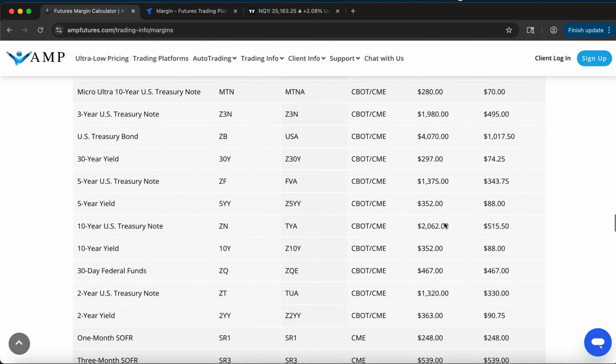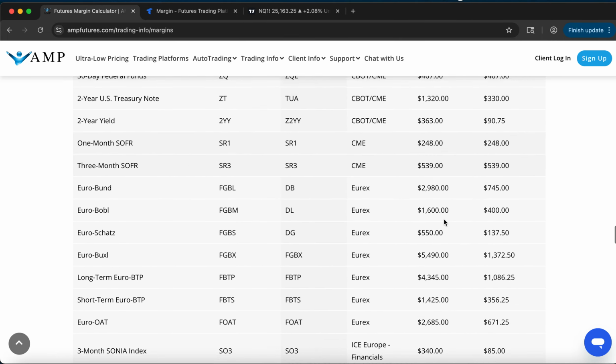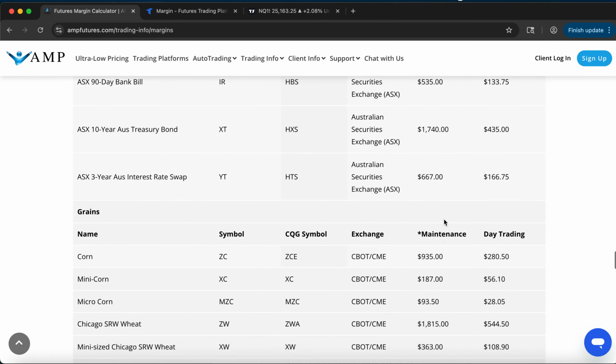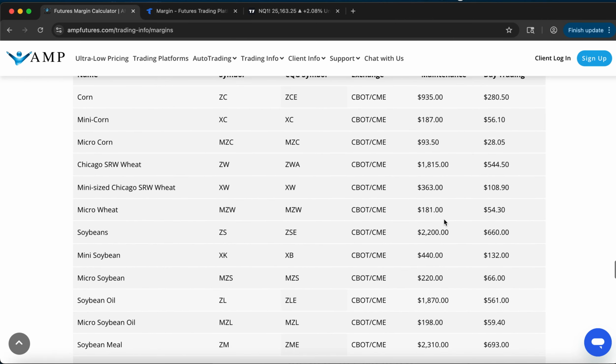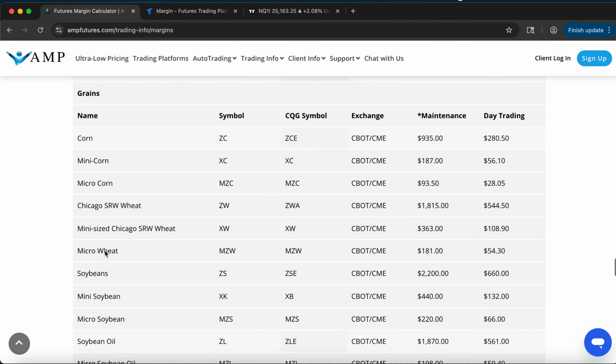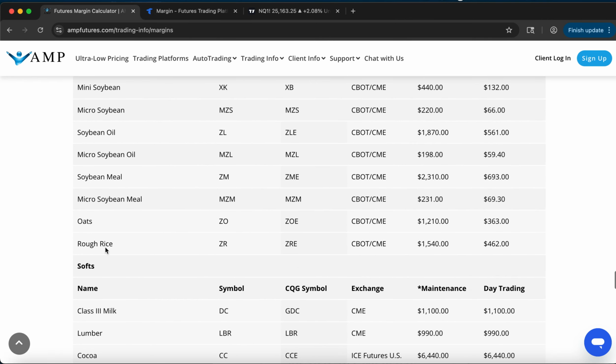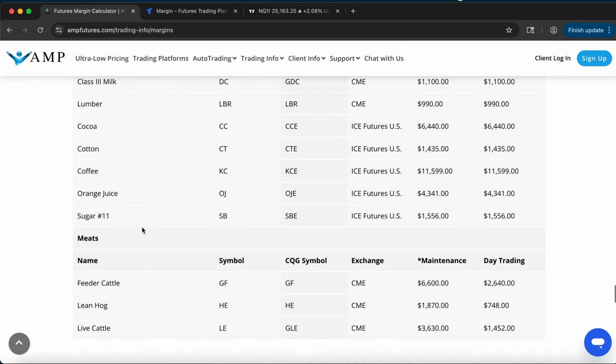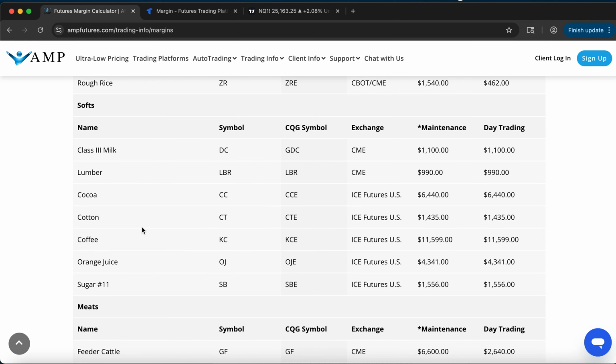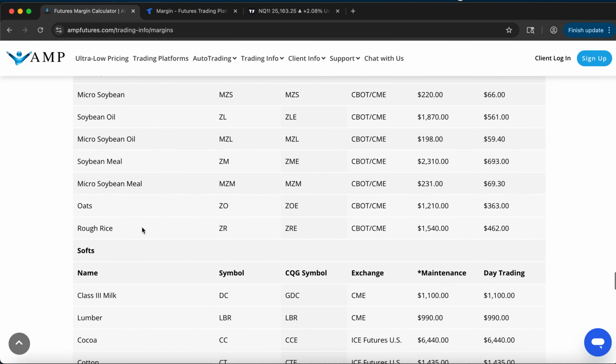We have bonds. I don't really trade bonds, but just to have, this is the full list here. We have commodities here. We have wheat, soybeans, corn, rice, oats, full list here. And as I said, this is the full list on each broker.